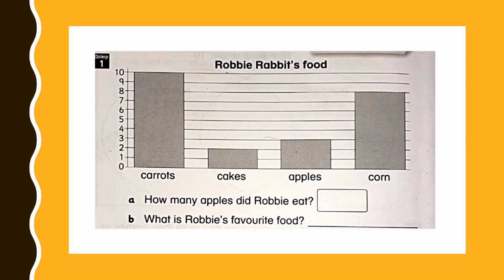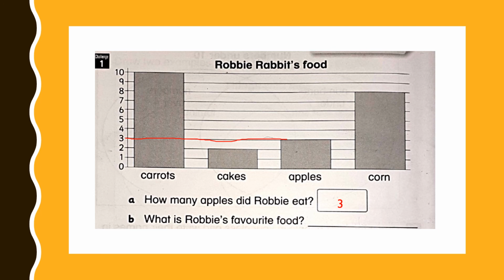Now we are on page number 119 of the workbook. This is Robbie Rabbit's food. So how many apples did Robbie eat? Can you see the apple? See here. What is the line? It's on 3. So 3 apples.